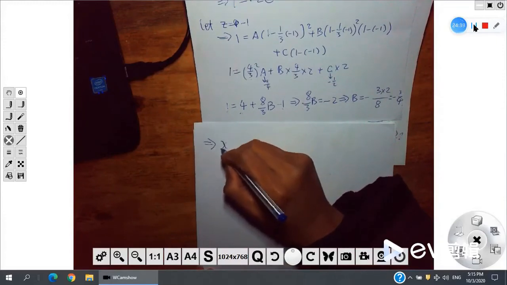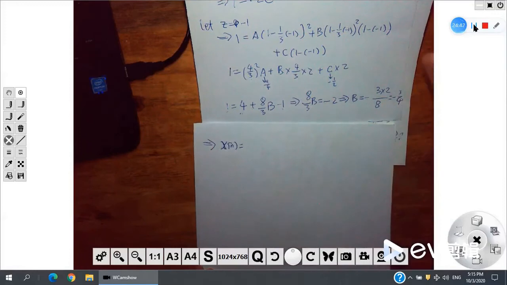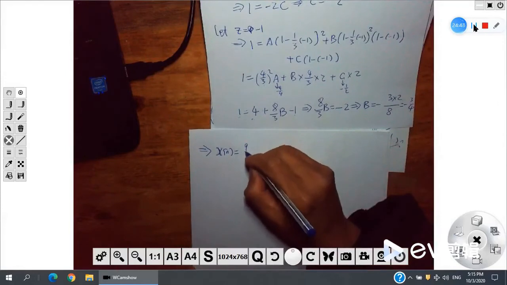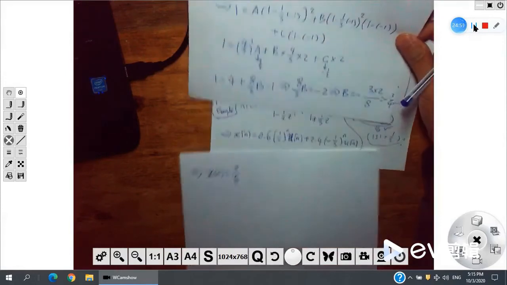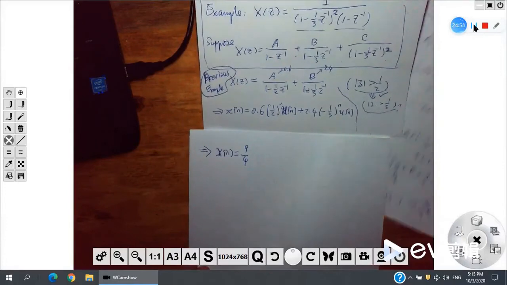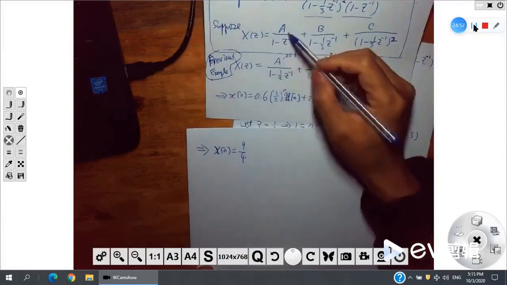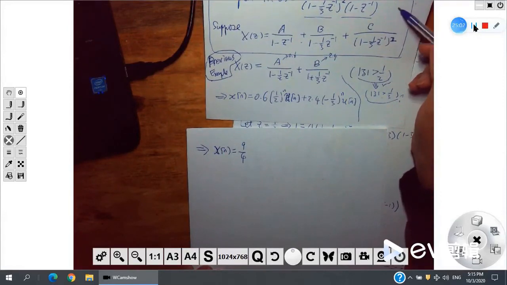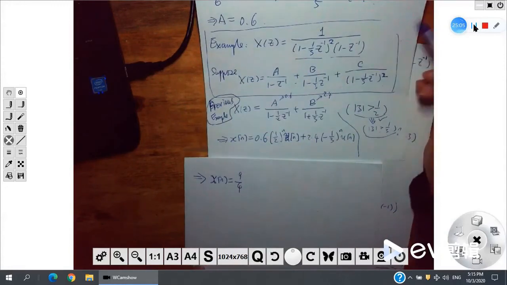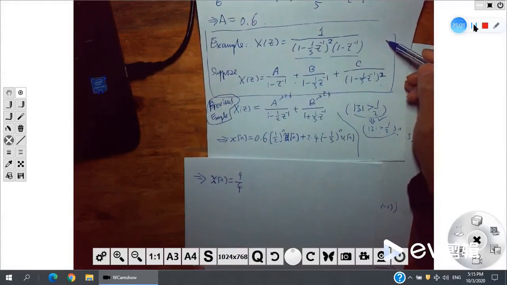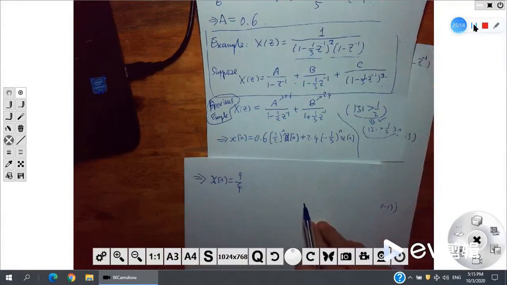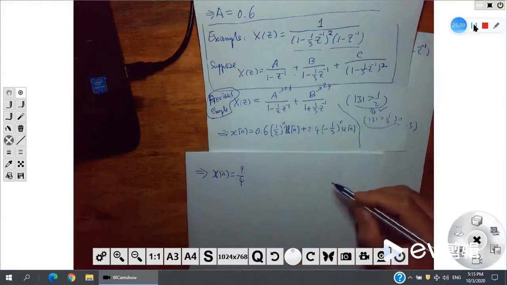x of n equal to, okay, A is 9/4, and A is the coefficient of what? A is here, but I didn't give the ROC. So what would be the ROC? Here I don't have an ROC. That means there are several possibilities. We can try to find all the possible ROCs, depending on the ROC. So we can have three cases.